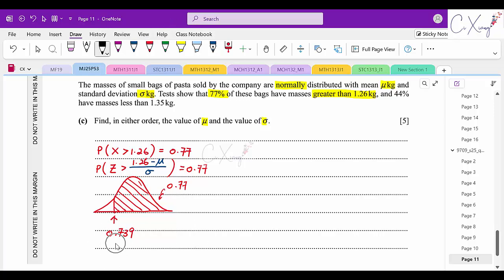Then according to the diagram that you drew just now, should this value 0.739 be positive or negative? You need to know that in a standard Z variable, the mean is 0. The line here is before the 0. Therefore, your value of Z will be negative 0.739.